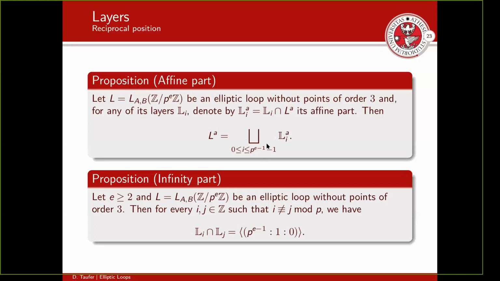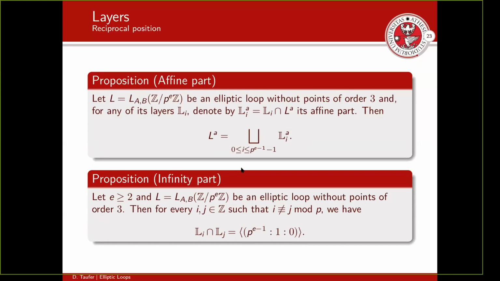You have a stratification of the affine part of the elliptic loop made by the affine part of the layers. It means that when you do not have order 3 points in the underlying curve, then all the layers are distinct, they do not intersect in the affine part, and they cover entirely the elliptic loop. So the affine part of the elliptic loop is completely described in terms of layers.